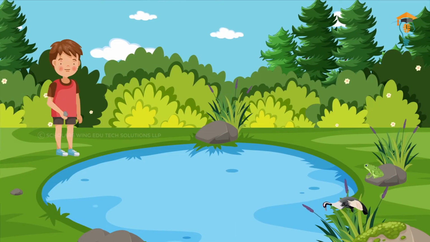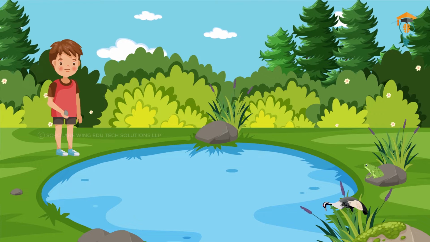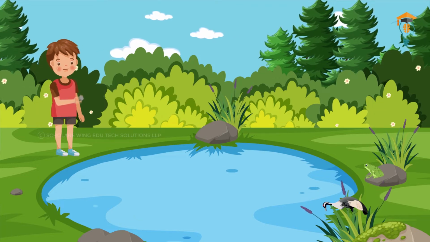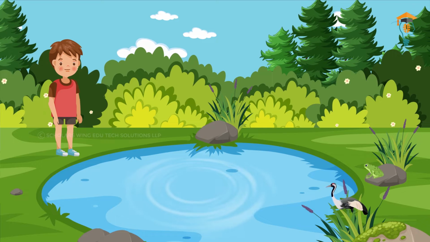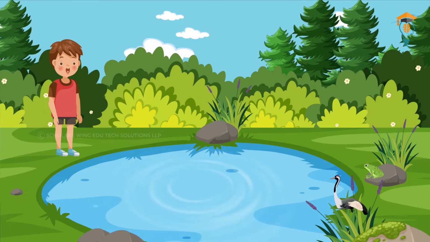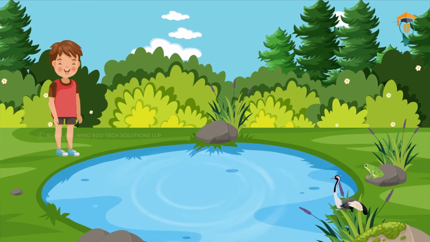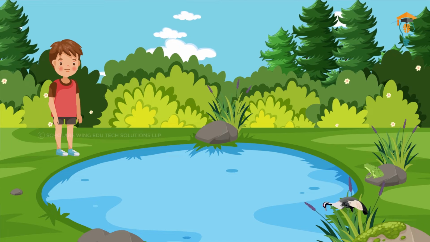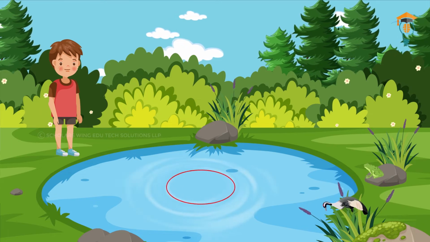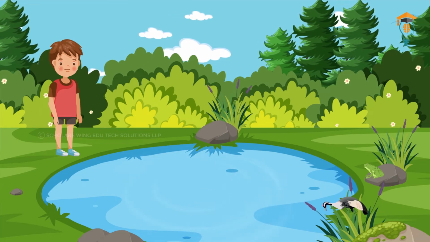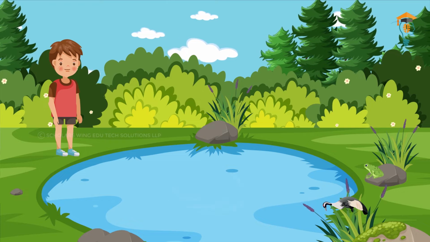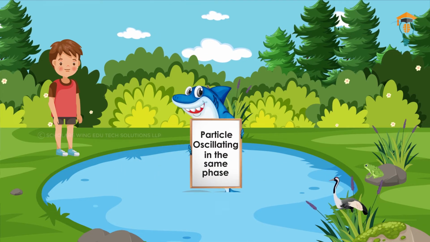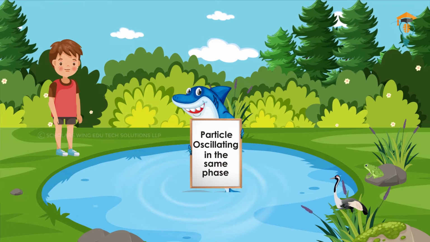Suppose that there is a lake having completely stagnant water. Now, if a stone is dropped in this lake, then waves or ripples will start spreading radially outwards. These waves are going to be in the shape of concentric circles. Let us focus on any one such circle. Then we can clearly observe that all the particles in this circle are oscillating in the same phase.